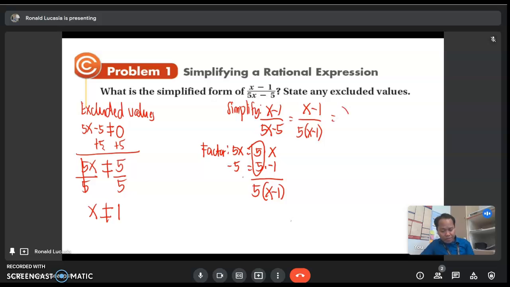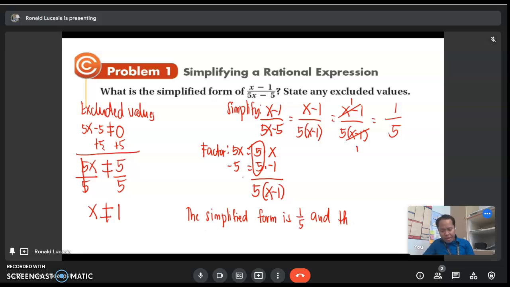Okay, so we can write it as x minus 1 over 5 times x minus 1. These are common, so we can cancel those. So the simplified form is 1/5, and the excluded value is x not equal to 1.